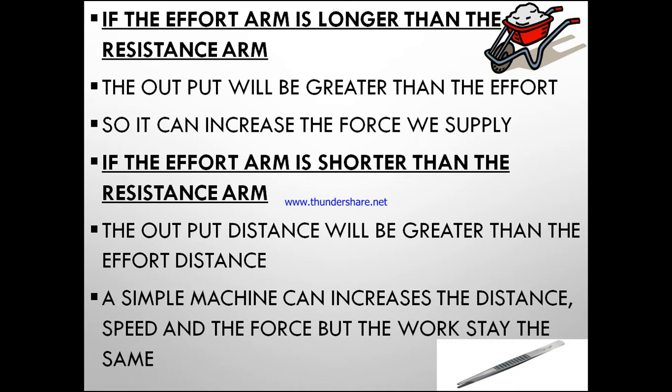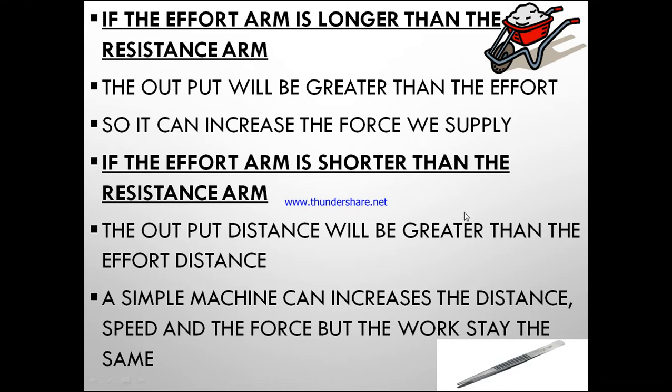Now, if the effort arm is longer than the resistance arm, and again we know that the effort arm is the distance between the effort and the fulcrum, the output will be greater than the effort, so it can increase the force we supply. So it is important in a simple machine that the effort arm becomes longer than the resistance arm. You will find the output will be greater than the effort. And if the opposite, the output will be less than the effort.